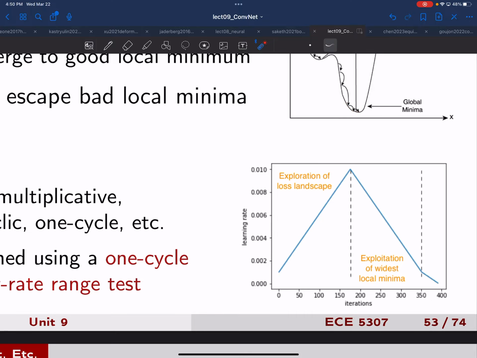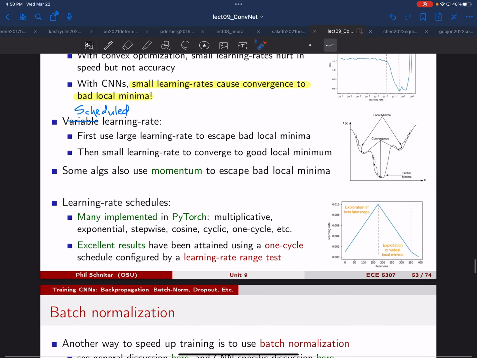So there's many of these. You can read about them. We have all these green links here that describe them. It's a bit of an art, I would say. There's no single one that is the magic silver bullet for all situations. So try different things.